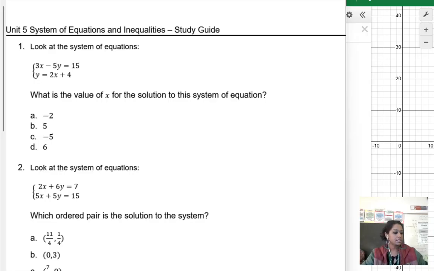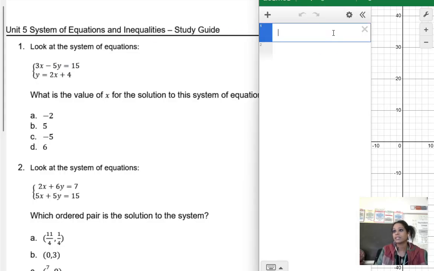So the first question says here, look at the system of equations. What is the x value of the solution? So remember that the solution to a system of equations is where these two lines cross each other. So I'm just going to do this in Desmos. I taught you guys 3 different ways to solve a system of equations: substitution, elimination, and then graphing. Graphing is going to be the easiest, okay?